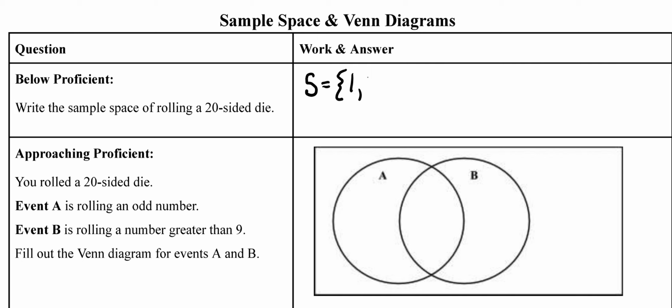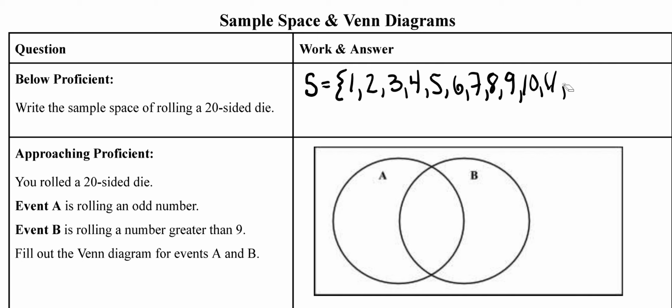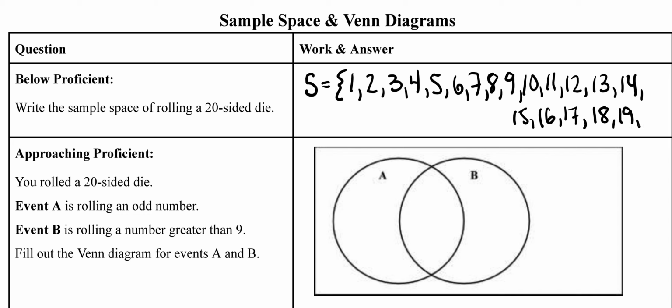We're assuming that we've got 1, 2, 3, 4, 5, 6, 7, 8, 9, 10, 11, 12, 13, 14, 15, 16, 17, 18, 19, and 20. And that's it. That's the sample space. Those are all of the possible outcomes of rolling a 20-sided die.